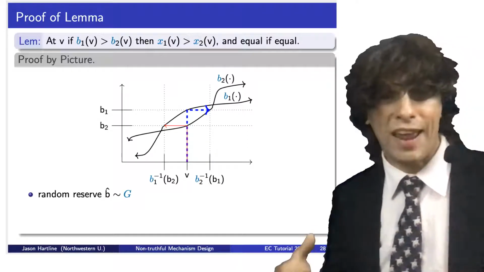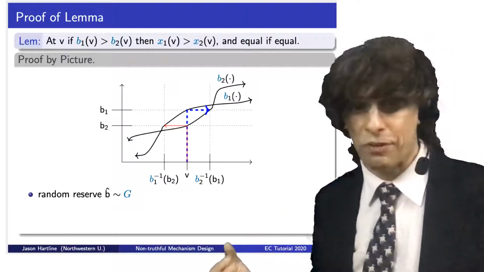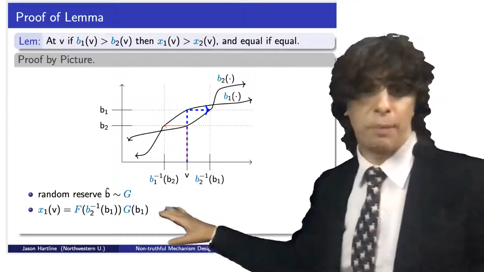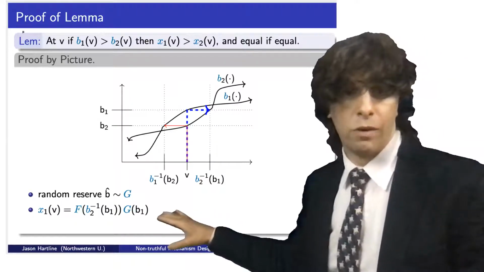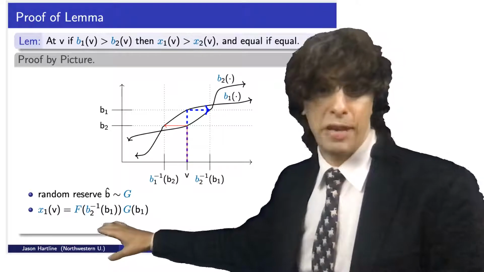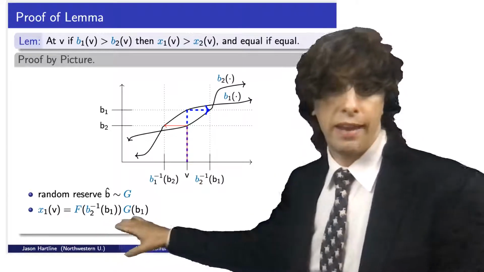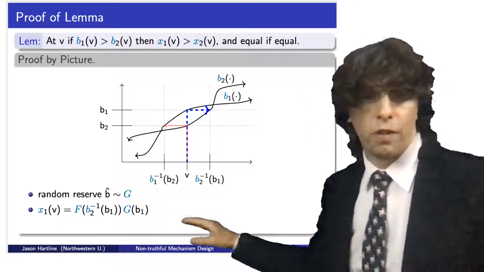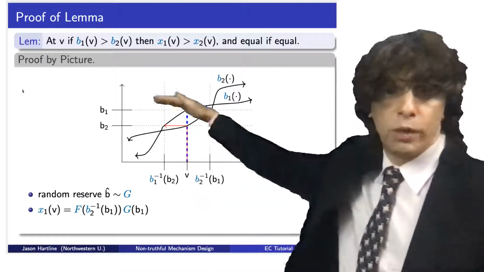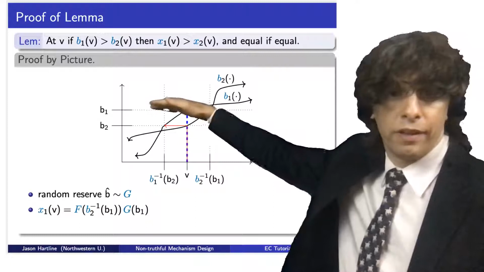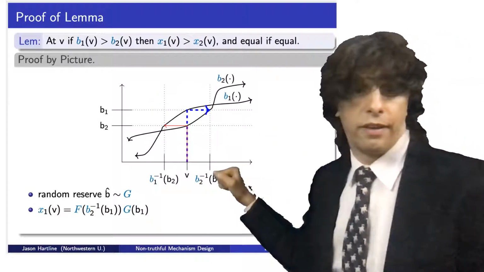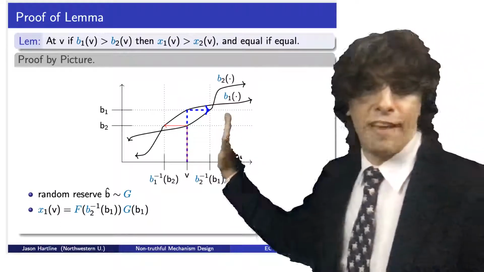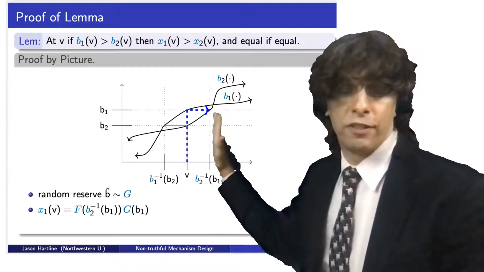So remember, there's a random reserve drawn from the distribution. Let's call that random reserve b hat. Great. And so what is the allocation probability of agent 1? Well, agent 1 has to beat out the bid of agent 2, and agent 1 has to beat out the random reserve. Okay, so the random reserve needs to be below B1, that's this value, and the other agent's bid has to be below B1, that's this value, which means their value has to be below B2 inverse of V.